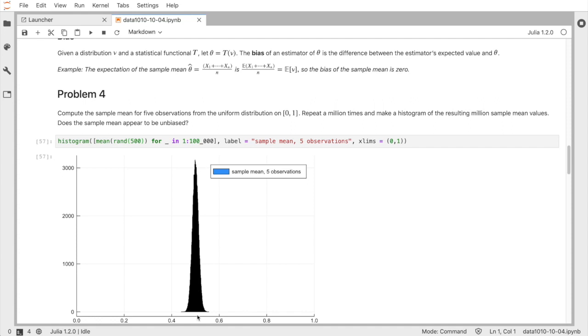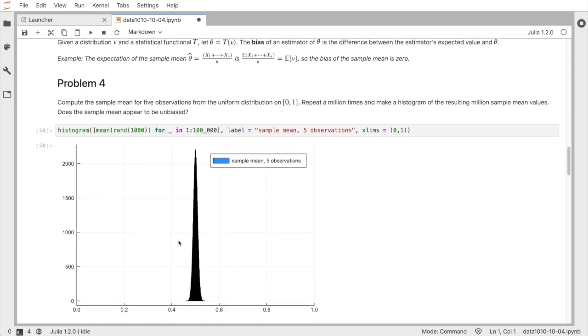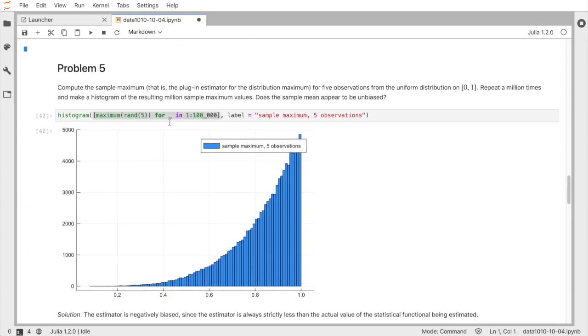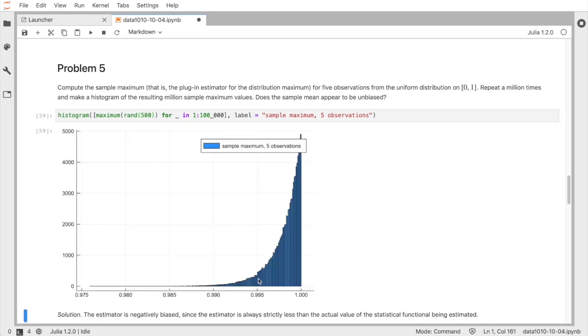You can see this probability mass concentrating more and more around 0.5. If you do even more observations, it'll be even tighter. And it's true here as well. If we make 500 observations, the probability mass is concentrating more on the right edge of the picture.